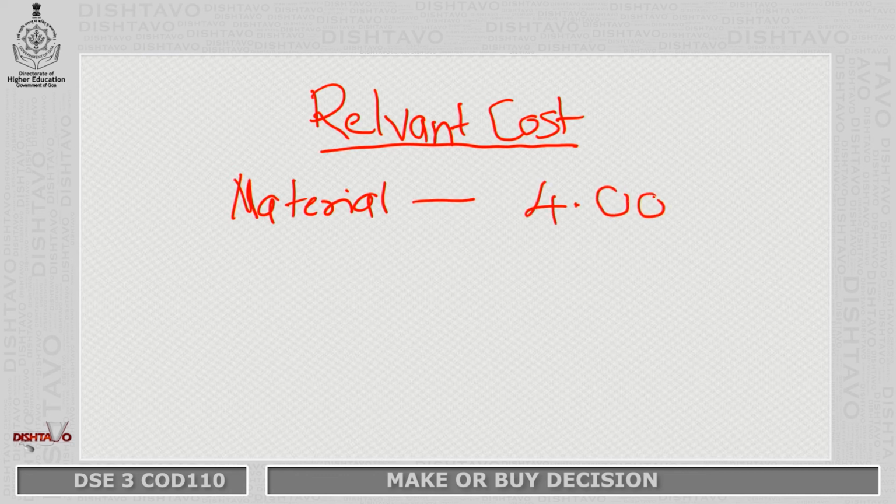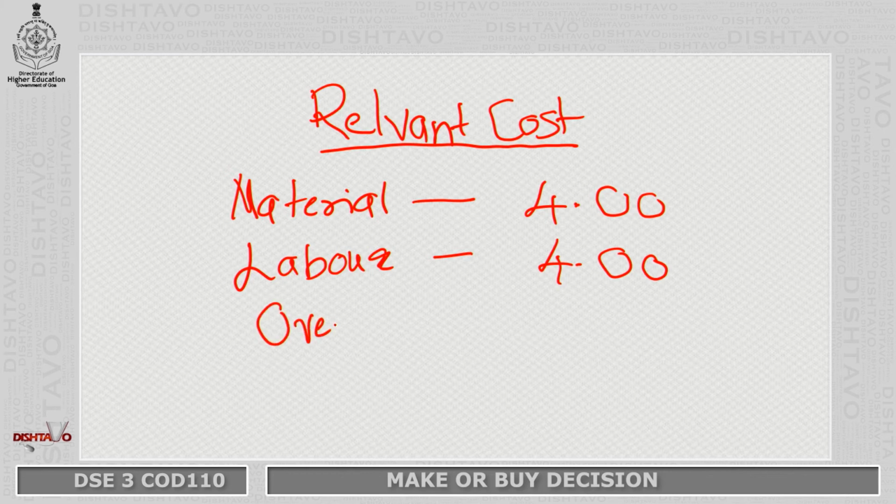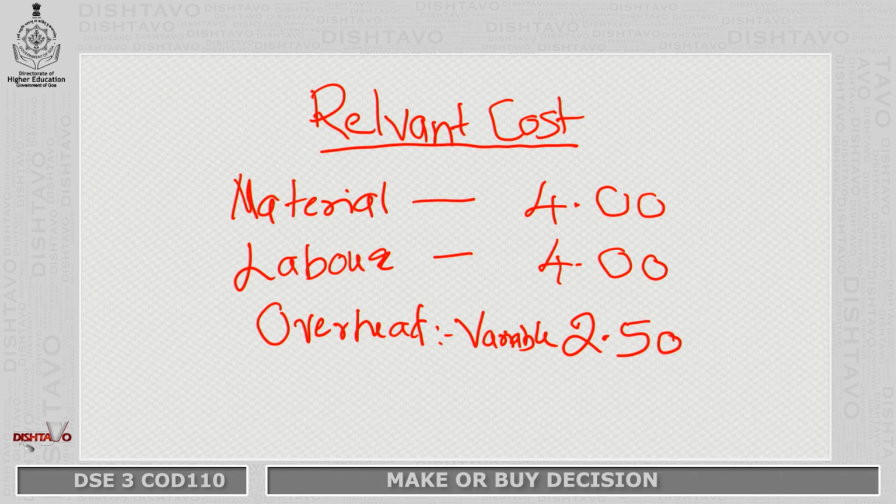Alright. So, that is variable cost basically. Then we have labor. So, I have a labor cost, I think that is also in this problem rupees 4. And we have been given an overhead, which has been divided into variable and fixed. We are not going to take fixed here, we are going to take only the variable. So, I am going to take variable, alright. So, I think it is 2.50. So, this becomes the relevant cost of manufacturing.